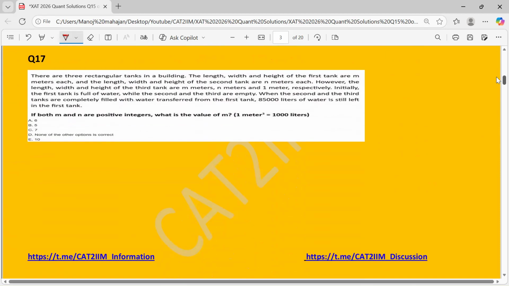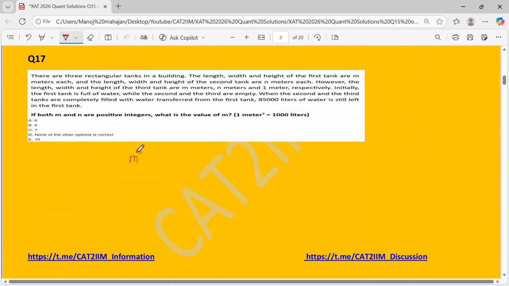They've given again a geometry problem here. It's basically a cuboid, and for the first tank, the length, width, height is m meters each. So the volume would become m multiplied by m multiplied by m. I'm using LBH, so m cube.